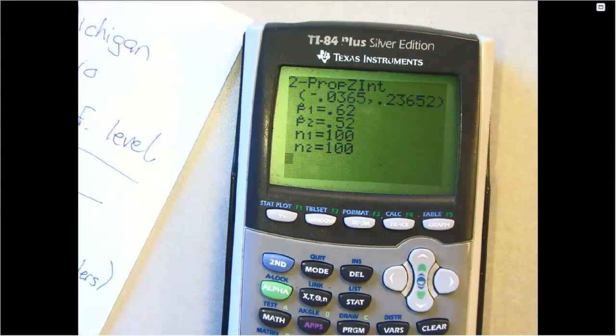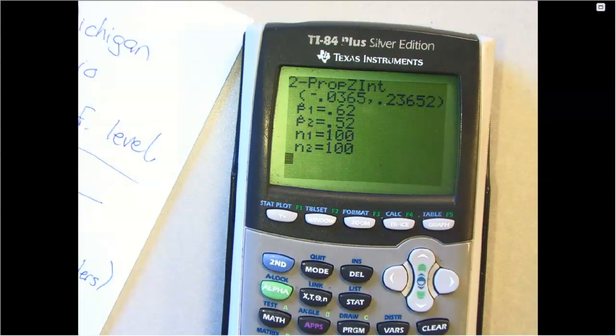So that's your answer. Two things here. One, if you had done P2 minus P1, the other way, it would give you negative 0.23652 to positive 0.0365. And that's totally fine. It just flips it.